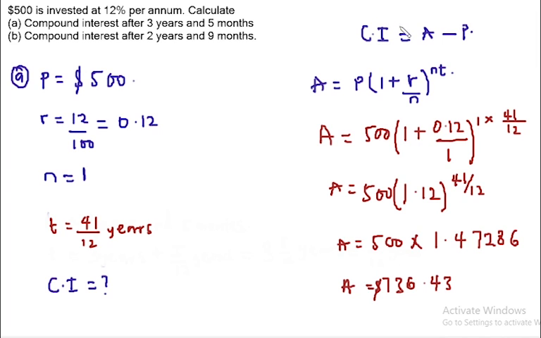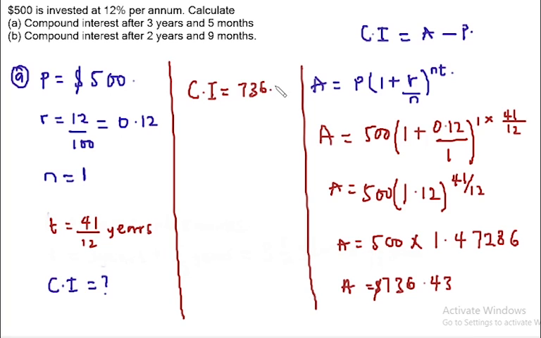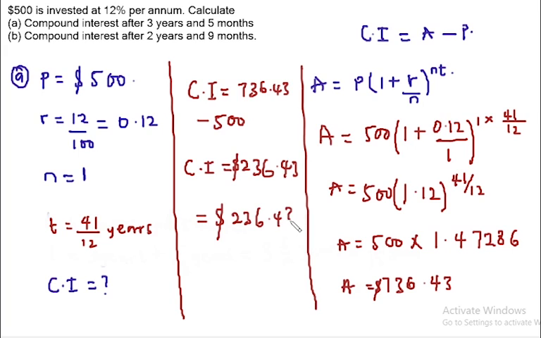Now our compound interest is given by A minus P, and that's what we are asked to find. We can say, let's space this out, 736.43 minus 500. So the compound interest is equal to $236.43. So the compound interest is equal to $236.43 after 3 years and 5 months. You might want to pause the video and solve question B.